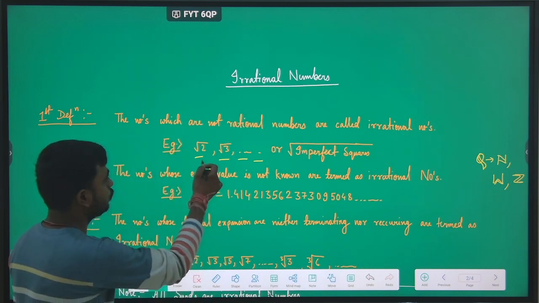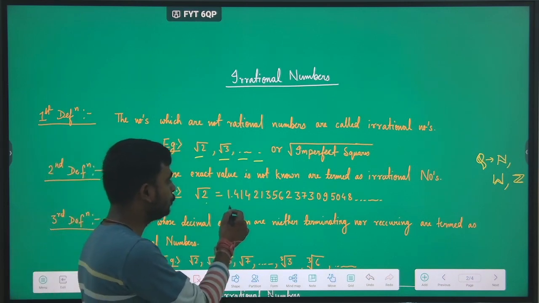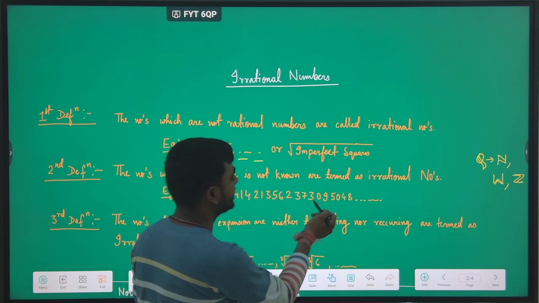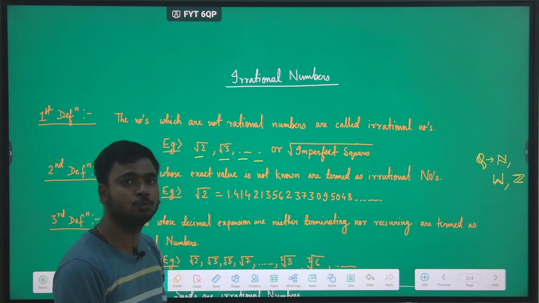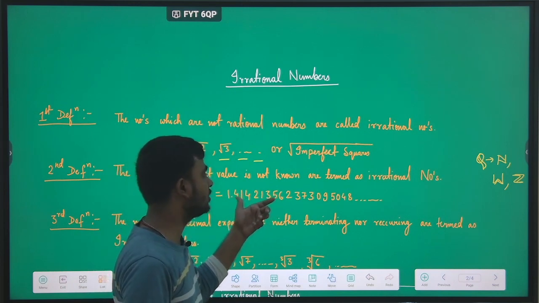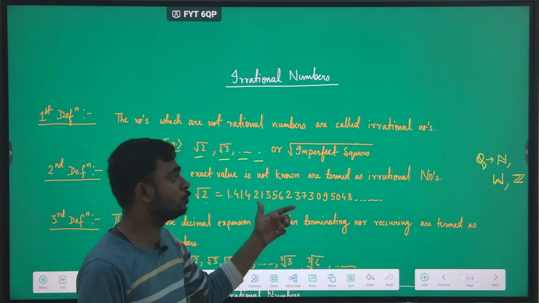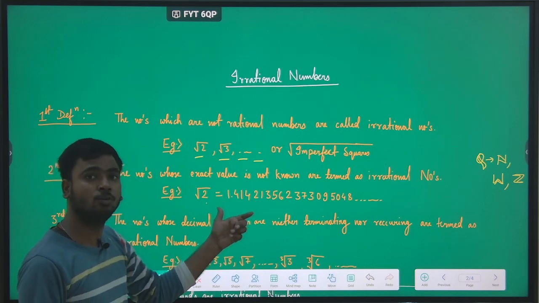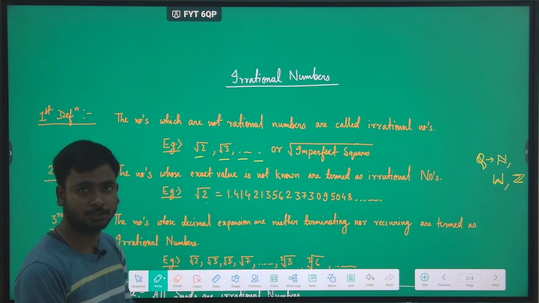For example, let us suppose we are finding the value of root 2. What we are getting is that the value of root 2 is 1.414213562373095048 and continued up to so on. So the digits after the decimal are going on continuously. We are unable to find out what will be the last digit. So the exact value of this number is not known to us, so these numbers are said to be irrational numbers.